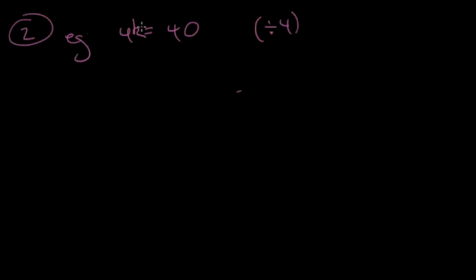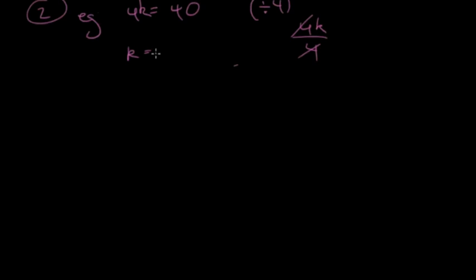4 times k. k is the thing we want by itself, so we just have to divide both sides by 4. If we have 4k divided by 4, top and bottom just cancel, and we end up with k equals 40 divided by 4, which is 10. That's our first example, and we can look at another example here.